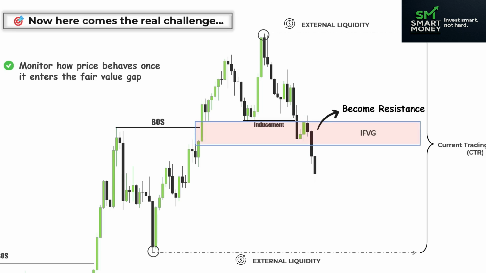And if price then retraces back into that inverse gap and respects the midpoint this time, showing clear rejection, that's an early and powerful sign that the market is likely to continue lower, aiming to sweep the external sell-side liquidity resting below the trading range low.